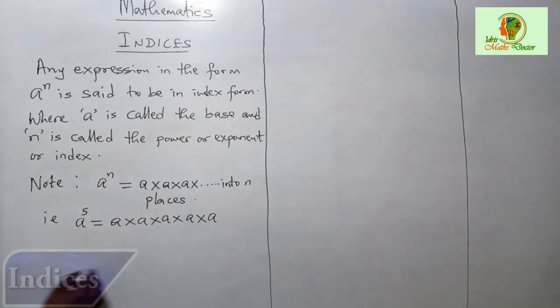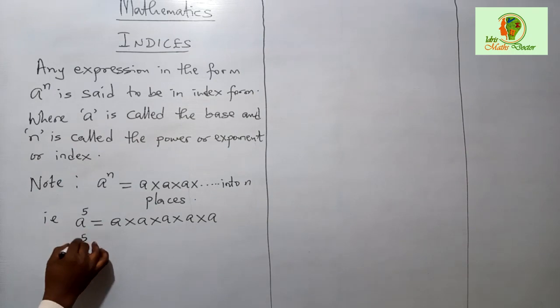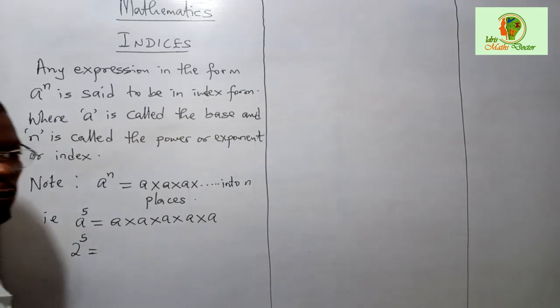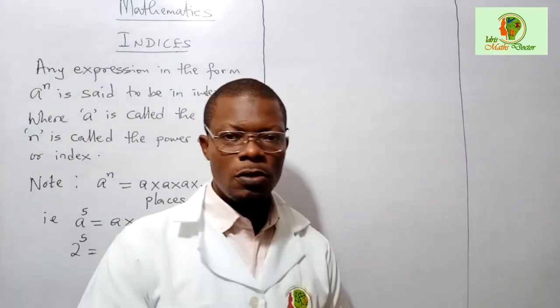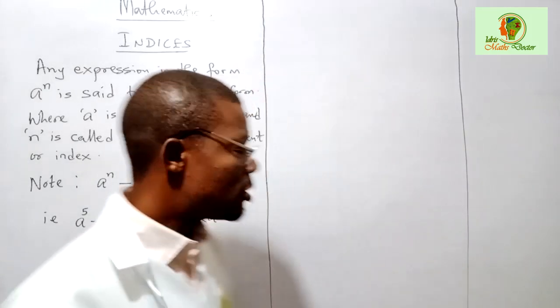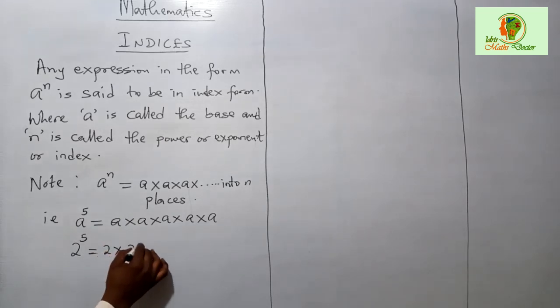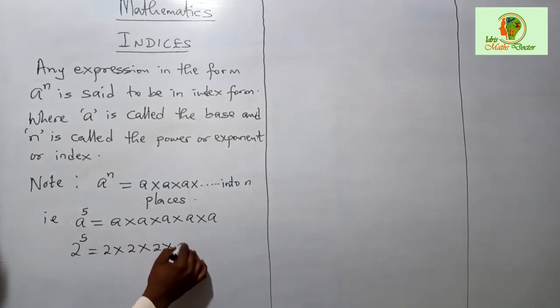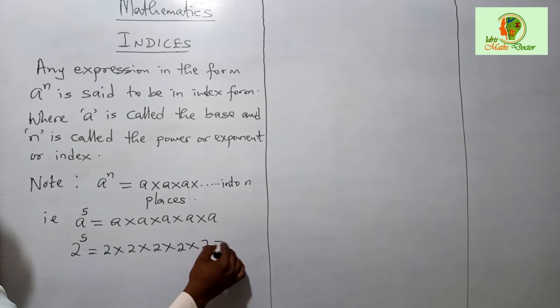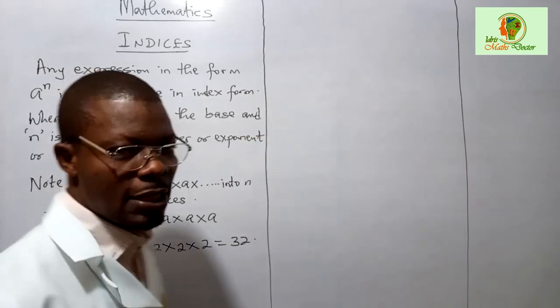Similarly, the base can be a number. So let's take, for instance, we have 2 raised to power 5. Some students will rush. When you ask them a question, 2 raised to power 5, they say 10. It's wrong. 2 raised to power 5 implies what now? 2 times 2 times 2 times 2 times 2. And the answer is what? The answer is 32. Is that okay?